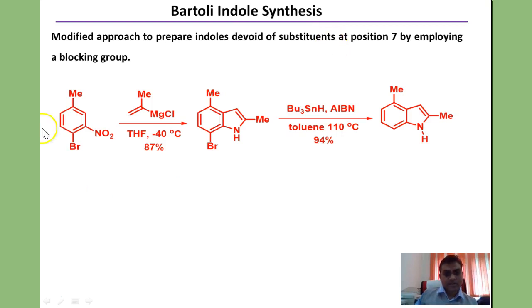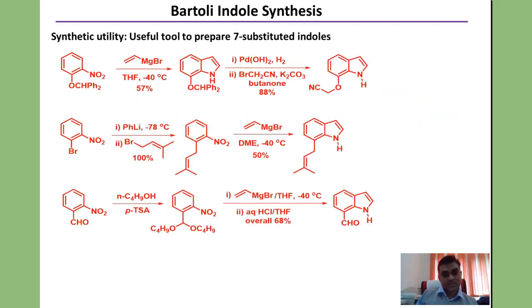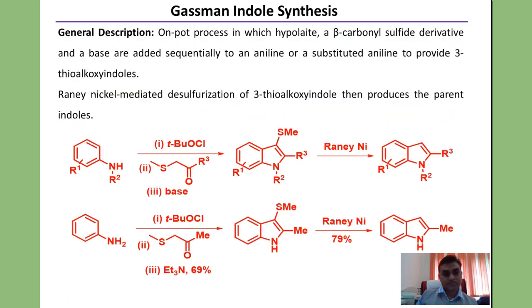Now sometimes we may not require a 7-substituent. So in that case, one can use a bromonitrobenzene, an ortho-bromonitro type of substrate. So if you perform the Bartoli indole synthesis here, we get the 7-substituted indole, and later on this bromine can be removed by tributyltin hydride reduction, using azoisobutyronitrile as an initiator, to form a 94% yield of this indole molecule. So in the Bartoli indole synthesis, we have seen reactions of vinyl magnesium bromide with the ortho-substituted nitrobenzene.